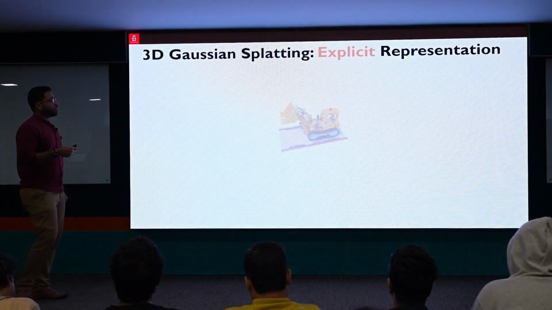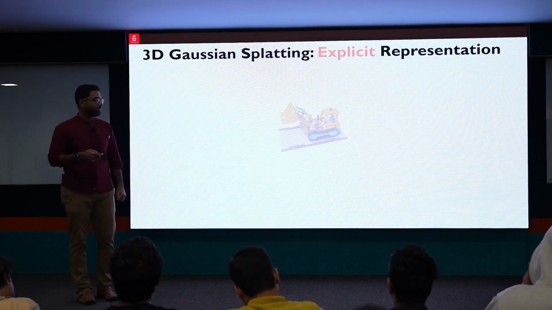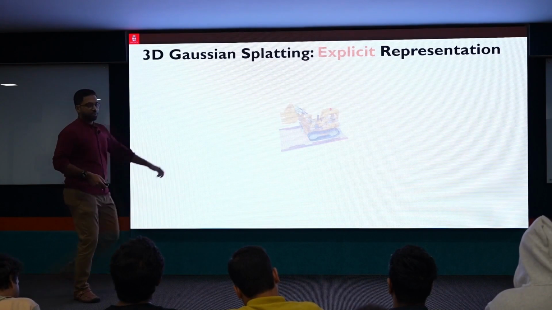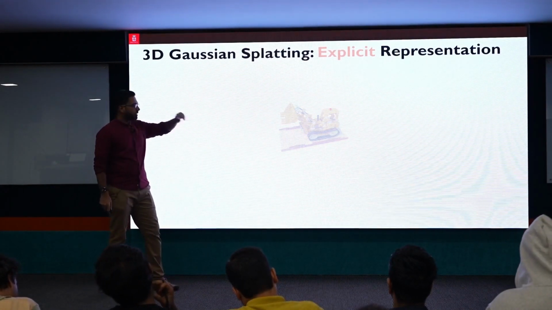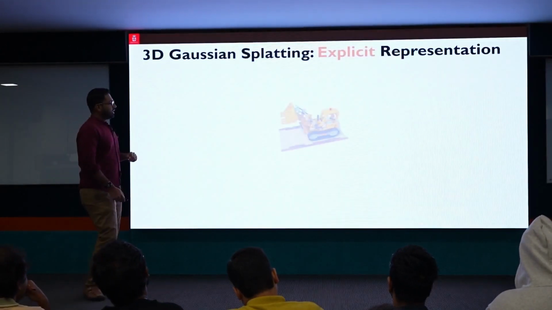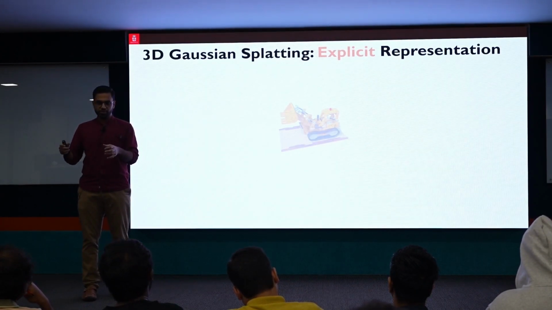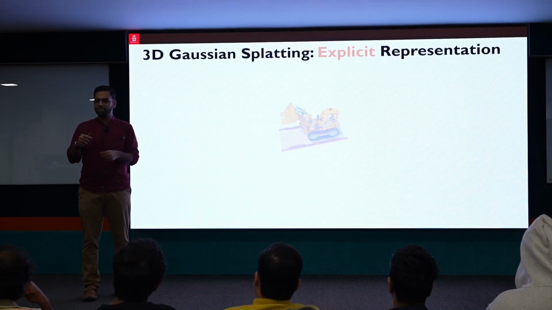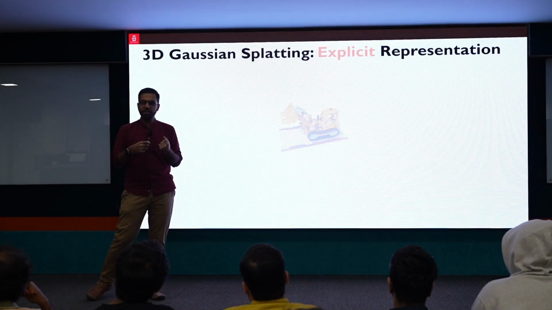3D Gaussian splatting is what is known as an explicit representation. Okay, so how does that work? Let's say you have the Lego scene, this famous scene from the NeRF paper, right? Now, in the original NeRF work, the scene is represented implicitly as a neural network. So you have to query the neural network at certain positions to figure out what the radiance value is at that point.